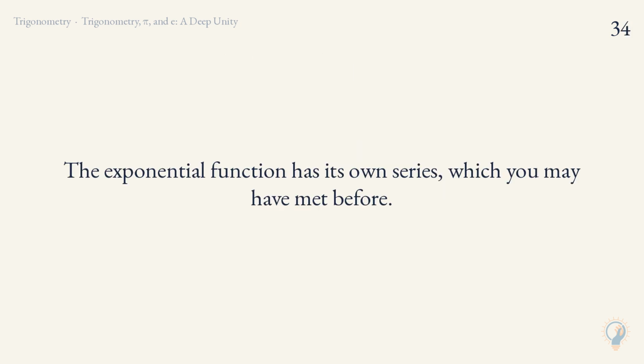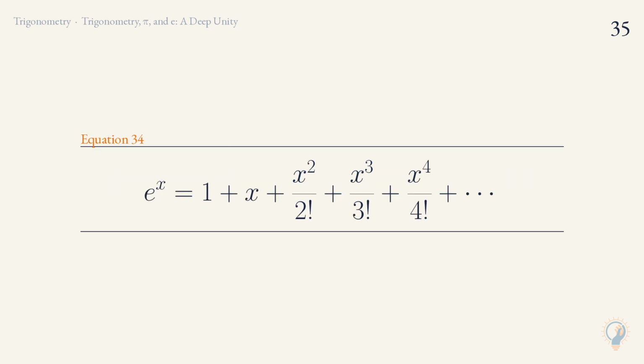The exponential function has its own series, which you may have met before. Equation 34, the exponential series. E to the x equals 1 plus x plus x squared over 2 factorial plus x cubed over 3 factorial plus x to the 4th over 4 factorial, and on without end. Here e is the base of the natural exponential, approximately 2.718. Notice there is no sign alternation.